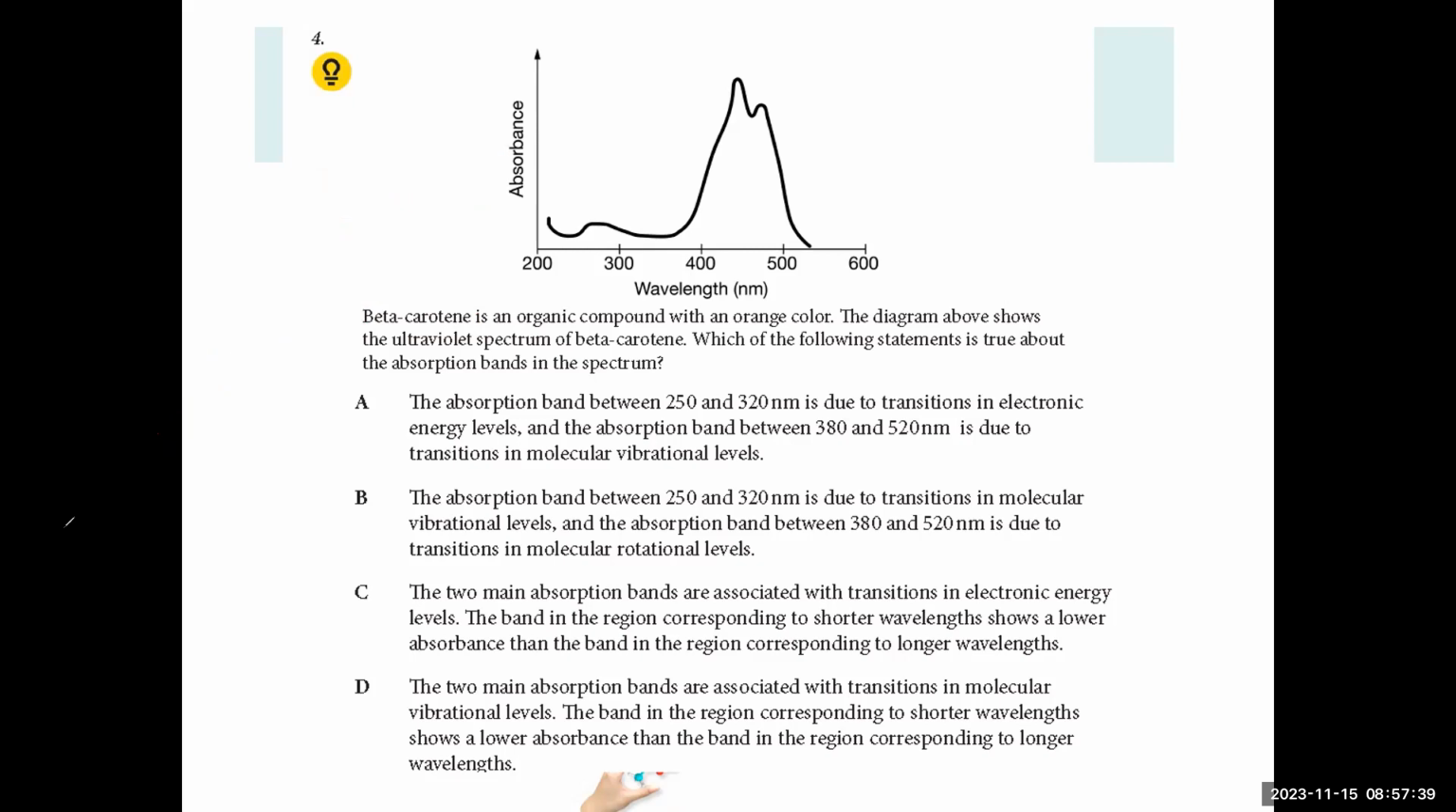A is the answer. It is colorful, right? For this, you need one more piece of information. The visible light range is 400 nanometer to 800 nanometer. If you are talking about 250 to 320, it's UV, right?